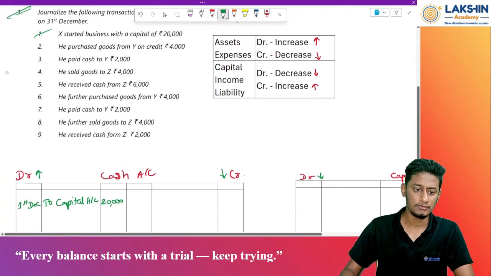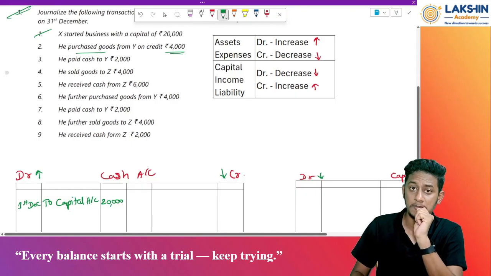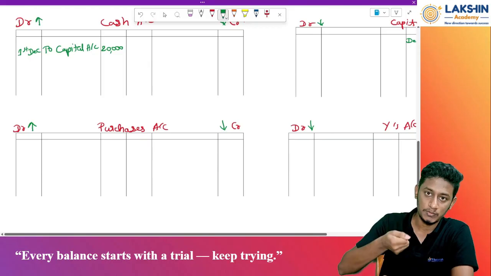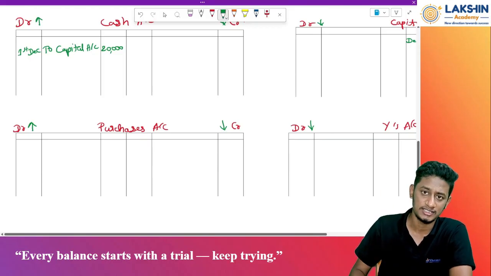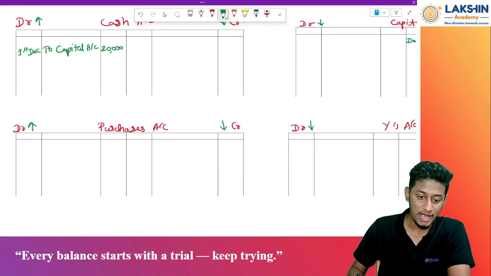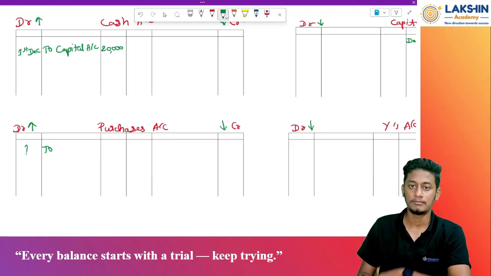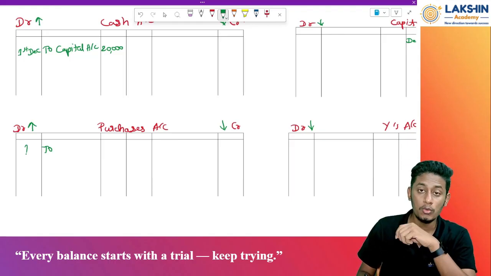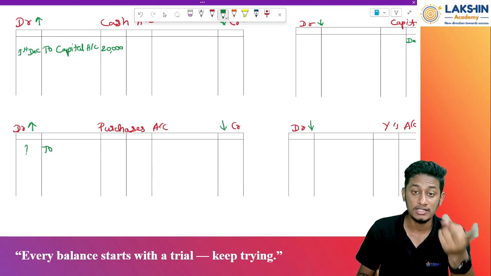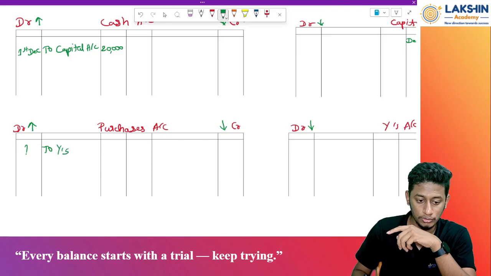So, what has happened now? He has purchased goods for rupees 4,000 on a credit basis from Y. Now, whenever I purchase some goods, does the value of purchases increase or decrease? It will increase. So, the value of purchases increases. I am skipping the dates, just make a note of it. So, to what? Can I pass the purchase account in the purchases account itself? I cannot. What is the subsequent entry? It is Y's account. So, to Y's account.